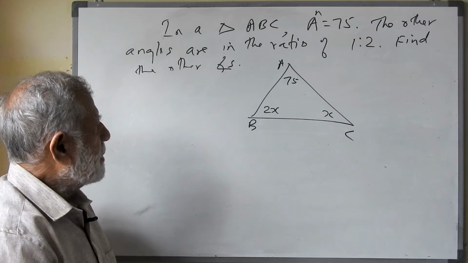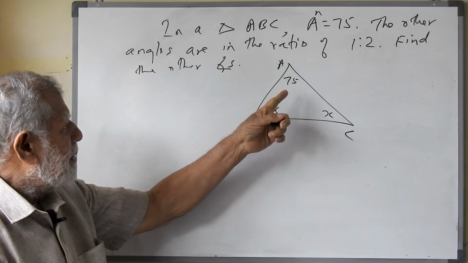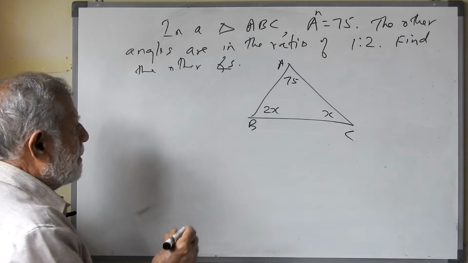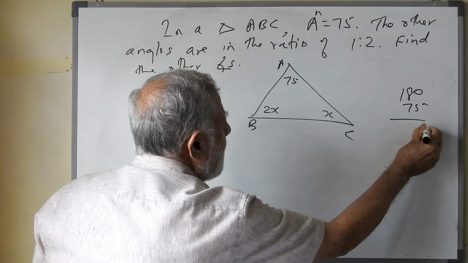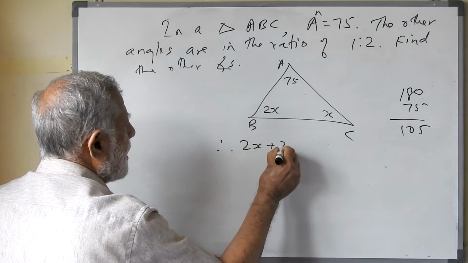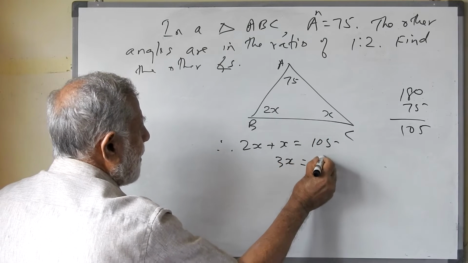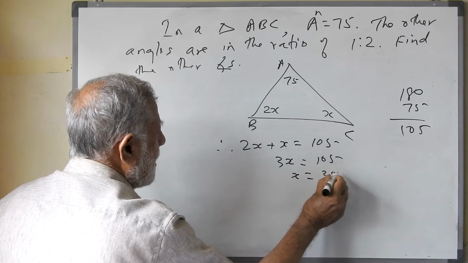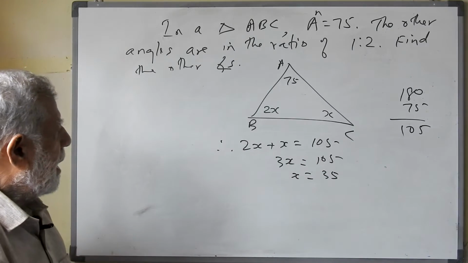x and 2x. So now we know that the angles of a triangle add up to 180 degrees. So if this angle equals 75 degrees, the other two angles should be 105 degrees, because 180 minus 75 is 105 degrees. Therefore, we know that 2x plus x equals 105 degrees. So 3x equals 105 degrees. Therefore, x is equal to 105 divided by 3, that is 35 degrees. So x is 35.